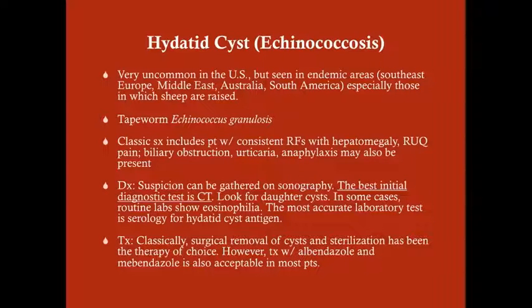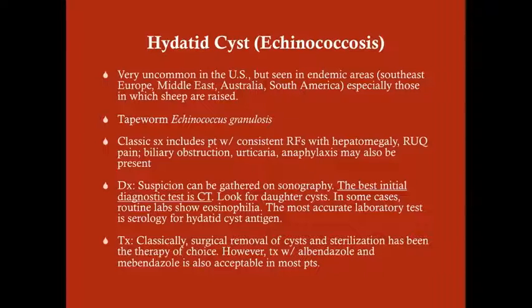The Hydatid cyst is extremely common outside of the U.S., but it is seen in endemic areas. So these areas are Southeast Europe, like Greece and the Balkans, the Middle East, South America, and also Australia. Especially those where sheep are raised, and usually you have to have some kind of contact with sheep or with dogs or goats in order to get this. That puts you at a higher risk, but really what we're worried about is the feces of those animals. And so that's how this is acquired, and this is a parasitic disease.